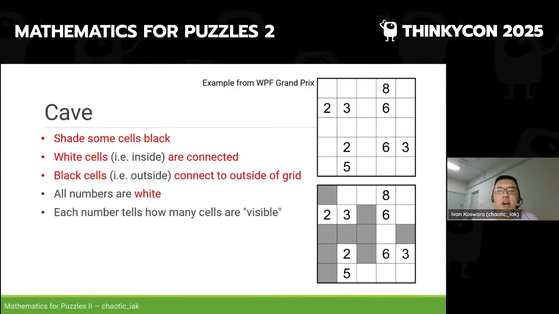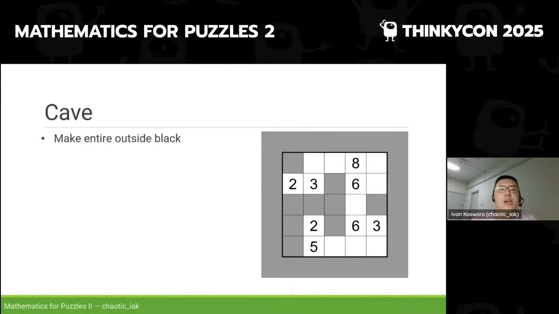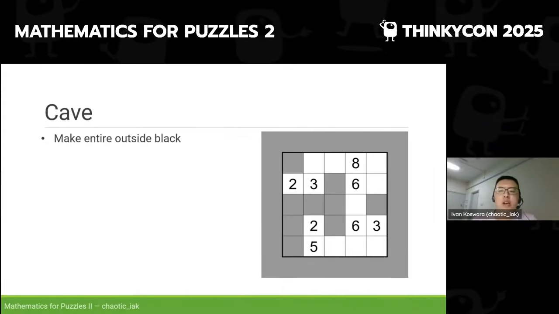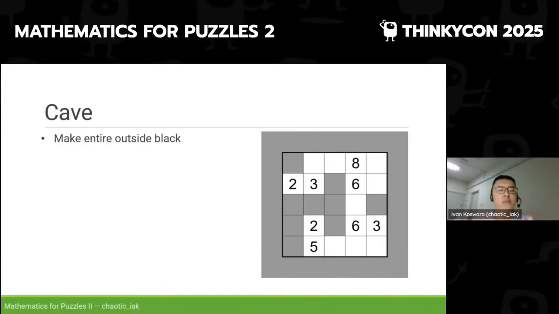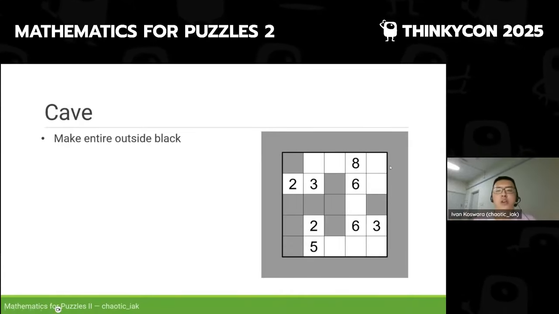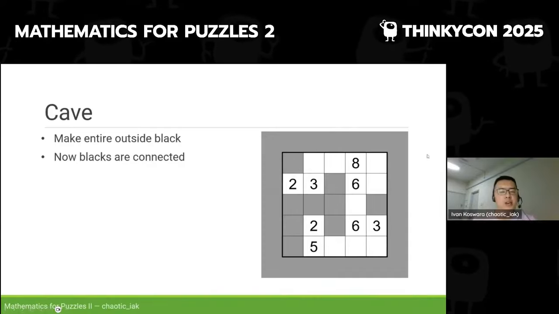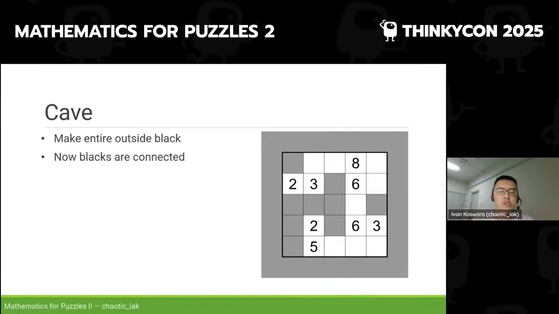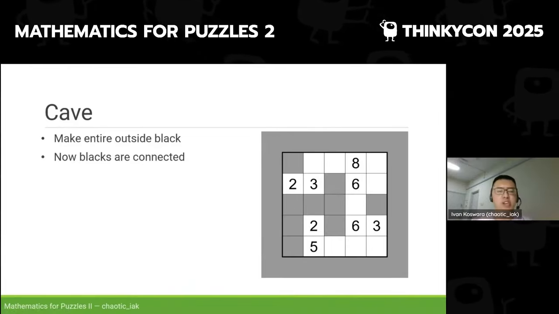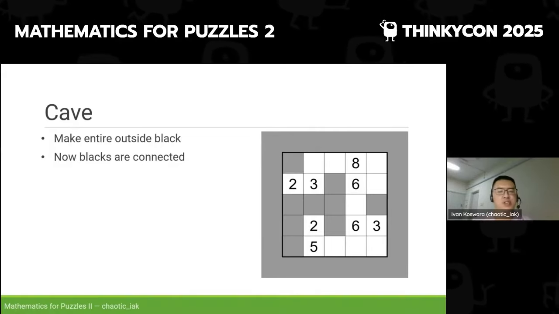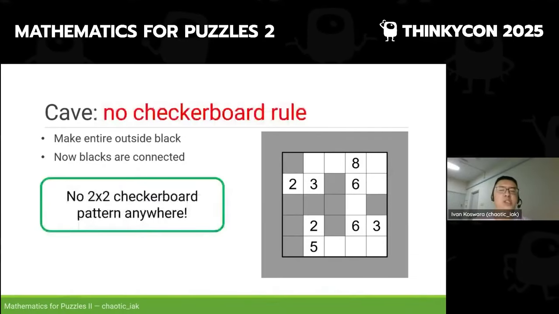I want to talk about this because now let's take a Cave solution and make the entire outside of the grid black. Again, the white cells are connected, the black cells connect to outside of the grid. That means the black cells now connect to each other because the entire outside is black. Remember, white cells are connected, black cells are connected. We had a result from Yin-Yang, and that does not actually use any special rules about Yin-Yang. That just relies on white cells connected, black cells connected. That means we have our results as well.